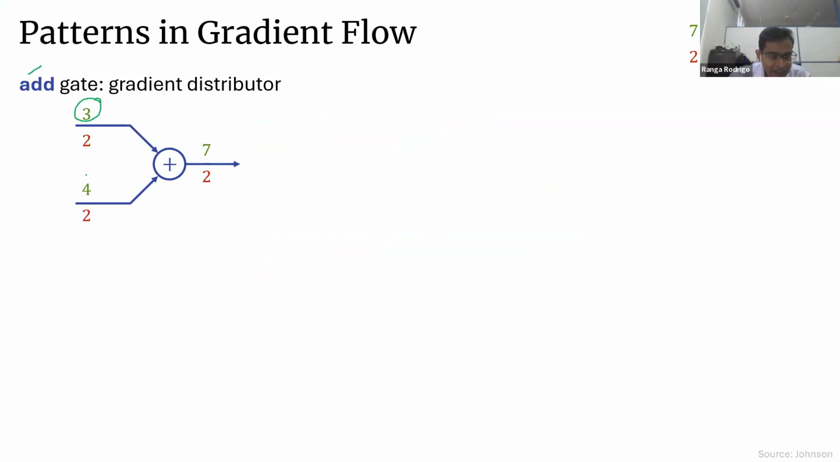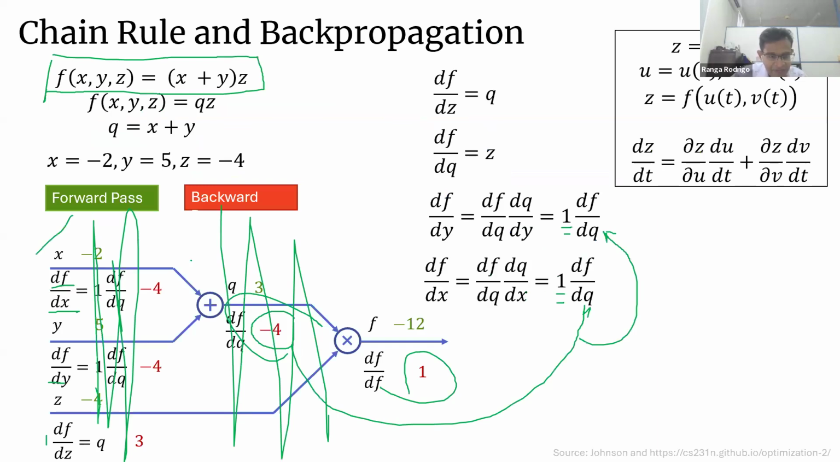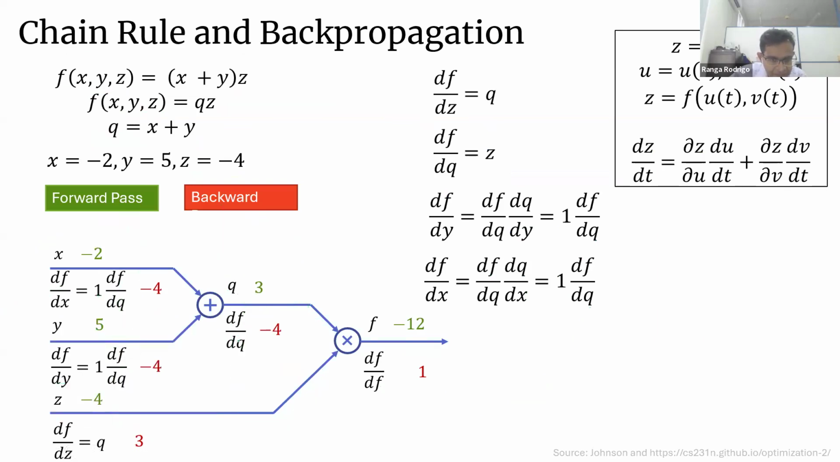If 3 and 4 are the values, when you add them, you get 7, right? That's a forward pass. If for some reason we got the gradient of the loss function with respect to this output variable as 2, because it is the addition node, the gradients get copied. That's what we saw in our previous example also, right? Because the addition node, the gradients got copied. Can you see that? This gradient got copied. That's the nature of an addition node.